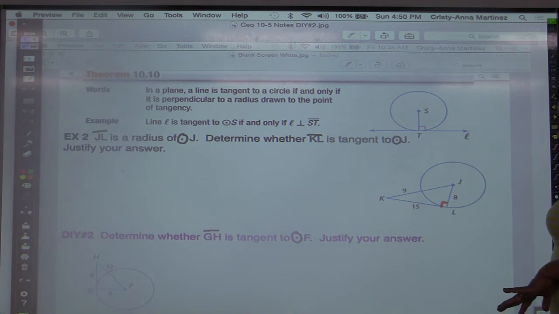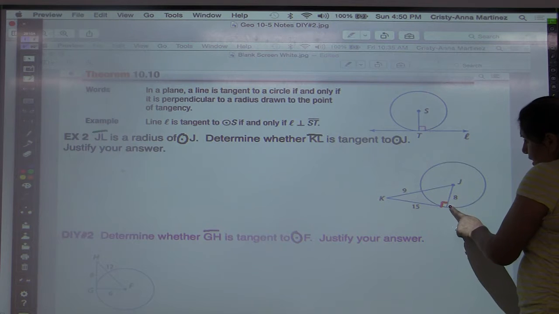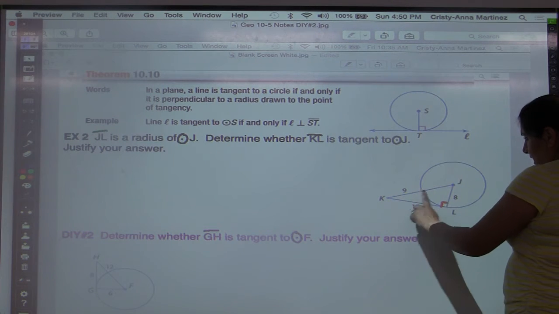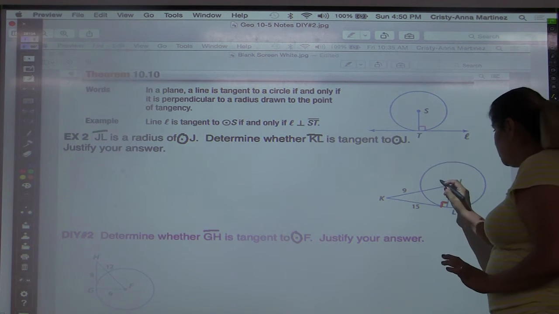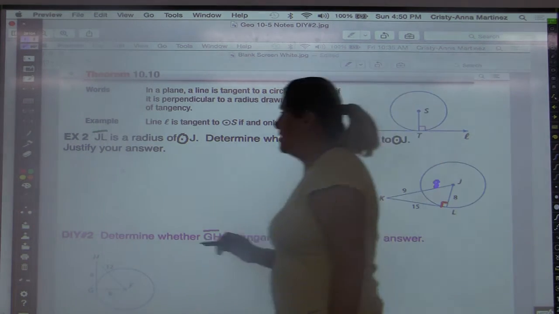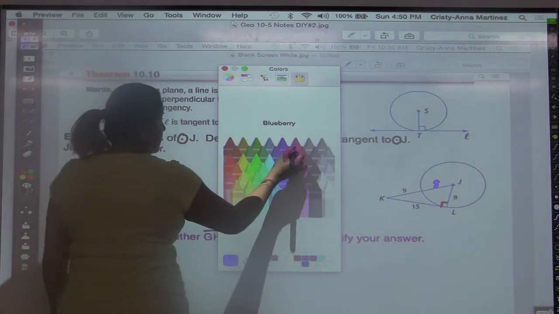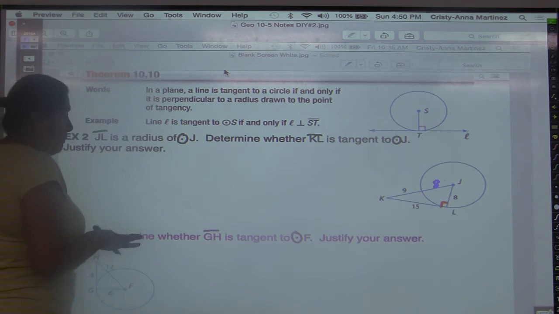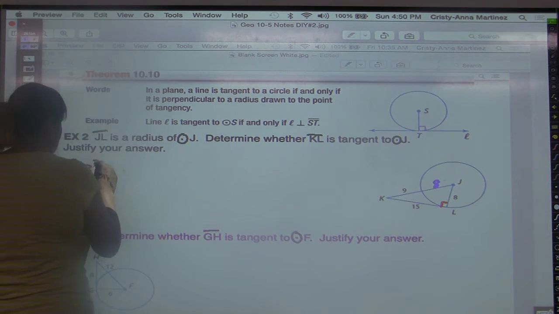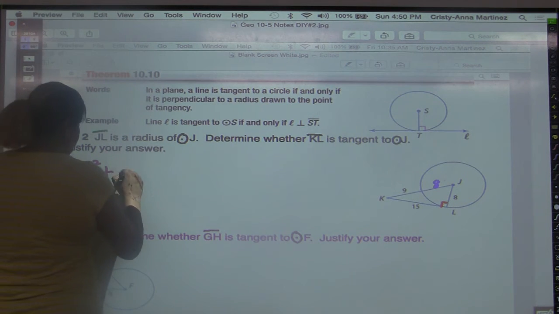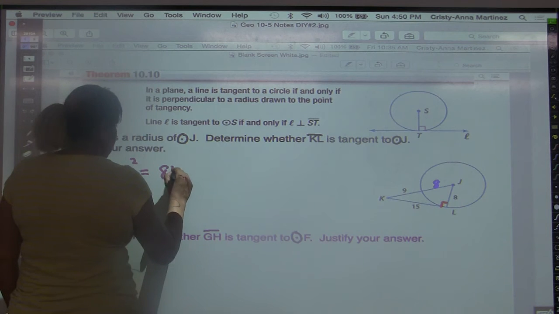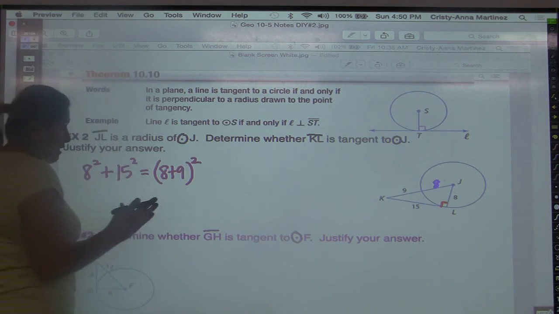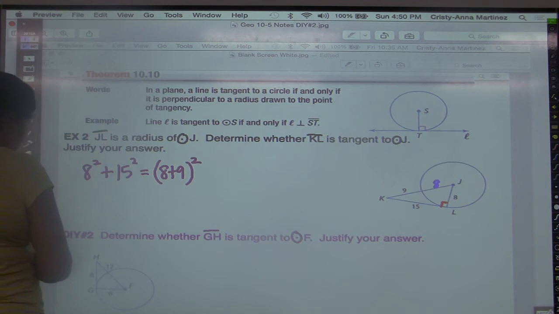But keep in mind that we know this is the radius, 8. So don't be fooled. This does not mean that the entire segment is 9. It means that from this point to K is 9. But we know that all radii are congruent, so this would be 8 here. So we can get a Pythagorean theorem going, and we can say 8 squared, remember we have leg squared plus leg squared, so 8 squared plus 15 squared. If this is in fact going to be tangent, then the Pythagorean theorem should apply, and it should equal 8 plus 9 squared, because the hypotenuse would be 8 plus 9 together. So it turns out that 8 plus 9 is 17.